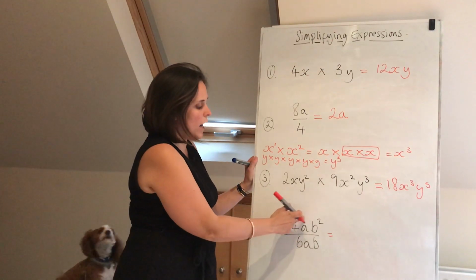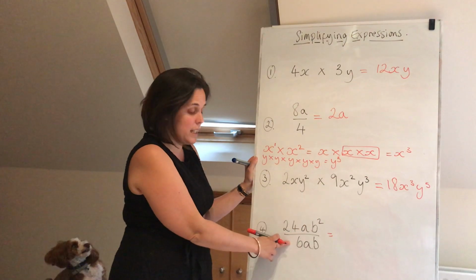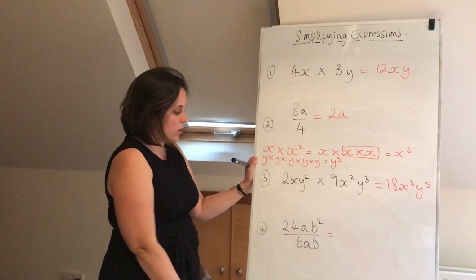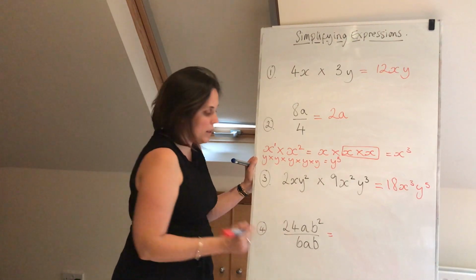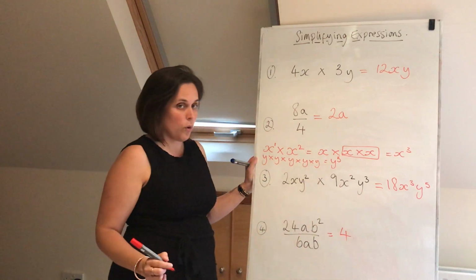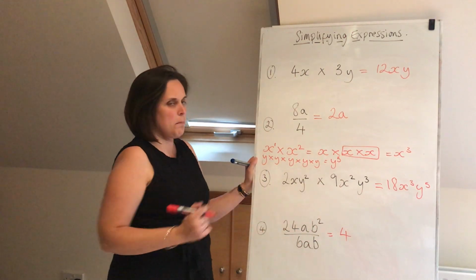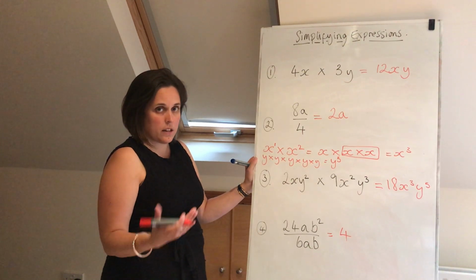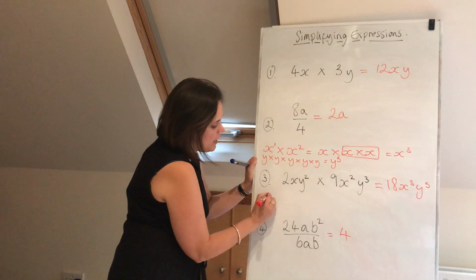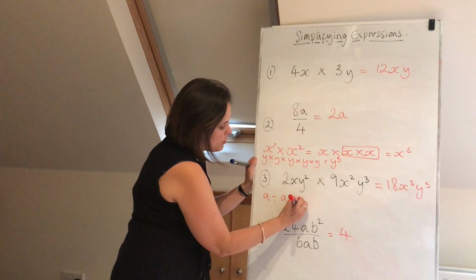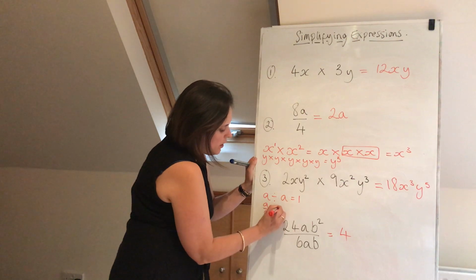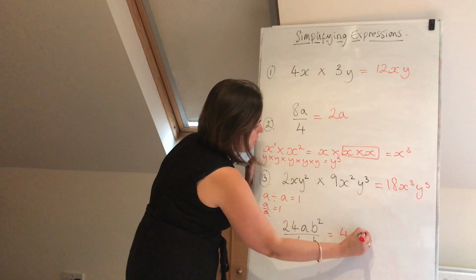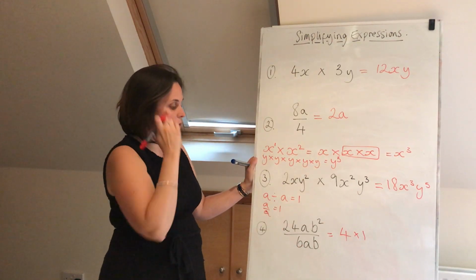I've got 24ab squared. This time I'm dividing by 6ab. So again, take each thing one at a time. 24 divided by 6 is quite simply just 4. Then I've got a divided by a. Now if I divide something by itself, what do I get? I get 1. So a divided by a is 1, or a over a. Whichever way you think about it, it's still 1. Now we don't need to write the 1. I can put it in for now to help you, but we don't need to write it in.